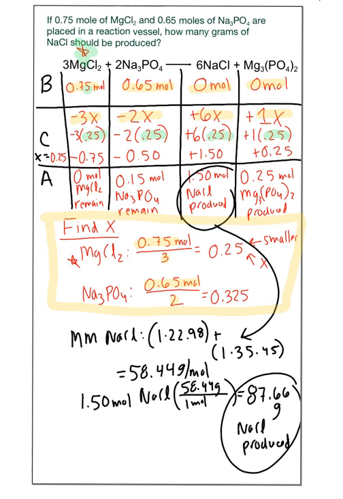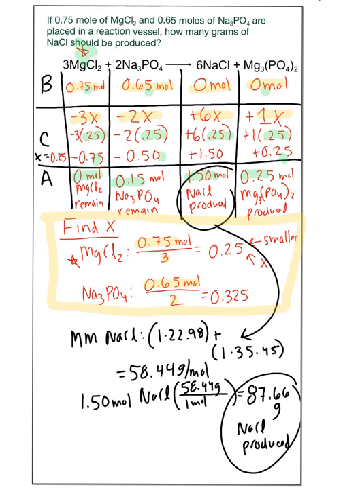So 0.75 minus 0.75 is 0, which is a good sign of our superstar, right? It should end at 0. 0.65 minus 0.5 is 0.15 excess remaining. 0 plus 1.5 is 1.5, and 0 plus 0.25 is 0.25.